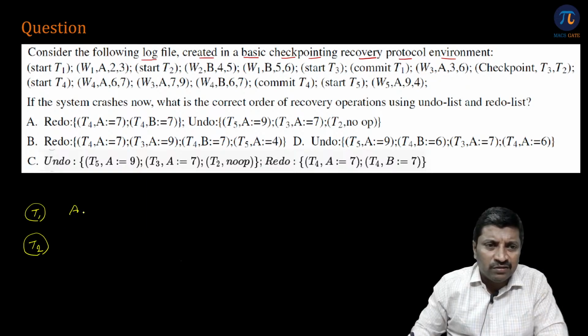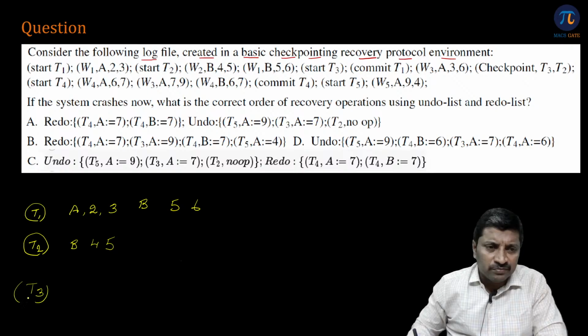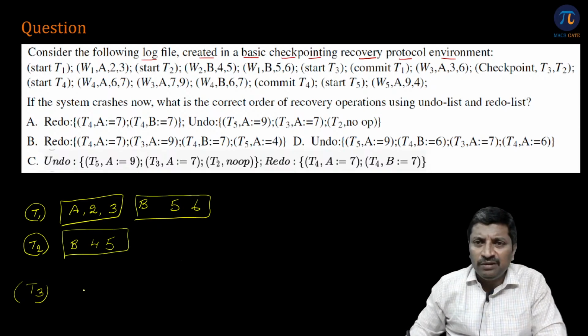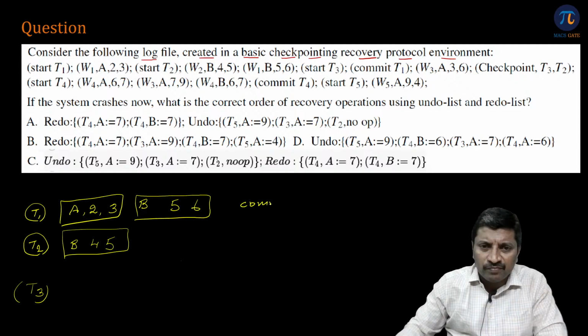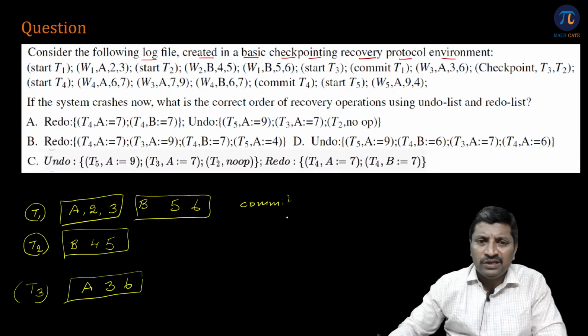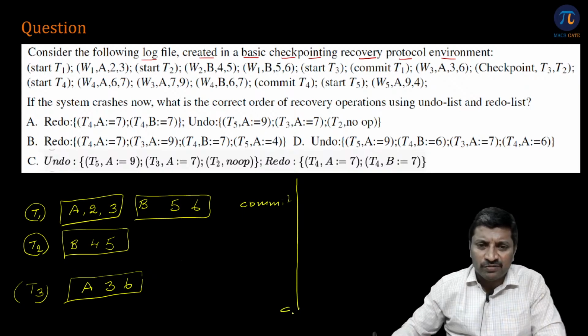They wrote one operation, then started T2. For T1, A 2 to 3. For T2, B 4 to 5. Then again T1, B 5 to 6. Then T3 started. Let me write in boxes. This is the first one, this is the second operation of that one. For T3, it started, then it was committed, sir. Then T3 has done the action A 3 to 6. Then the checkpoint. So this is the checkpoint.